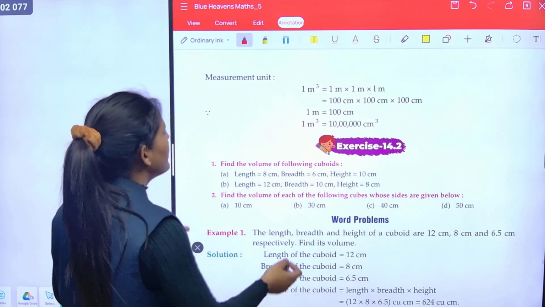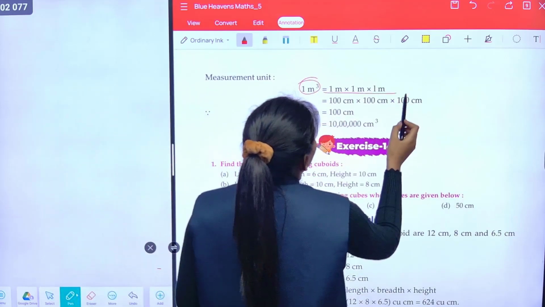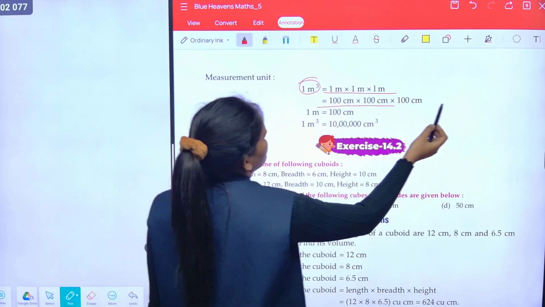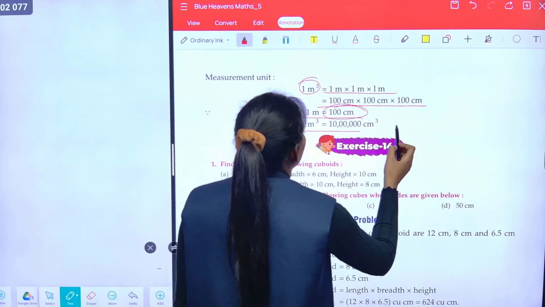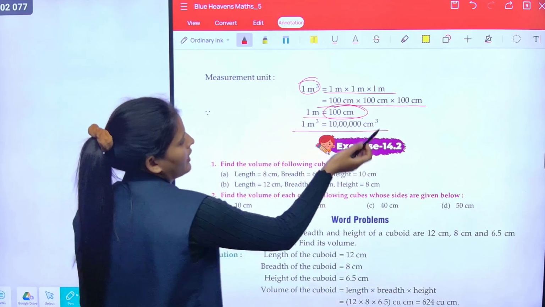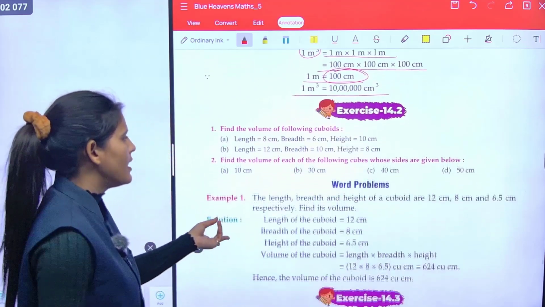Now measurement unit. 1 meter cube is 1 into 1 into 1. So 1 meter is equal to 100 centimeter, so 100 centimeter, 100 centimeter, 100 centimeter. 1 meter cube is equal to 10 lakh centimeter cube. Understand?